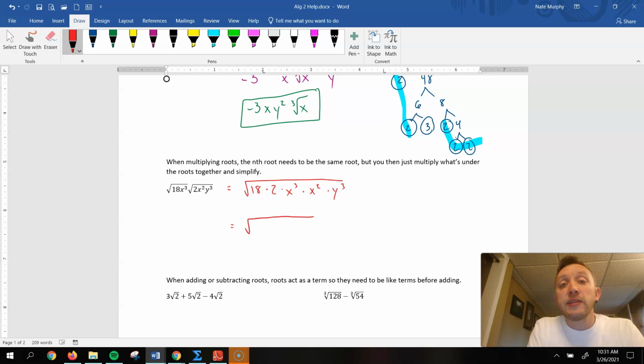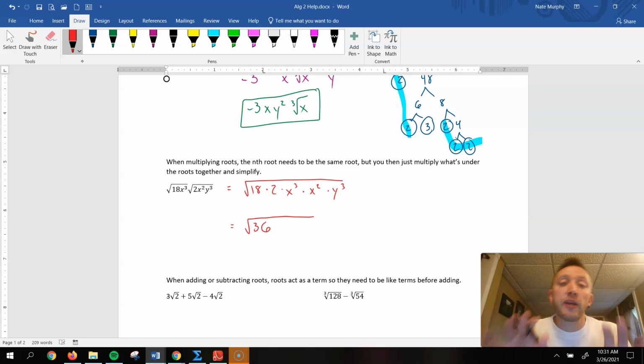All right, well, let's actually do some multiplying there. So 18 times 2 would be 36. We'd have the square root of 36. Now, when you're multiplying variables, remember the bases are what sit on the ground. So when the bases are the same, you add the exponents. So x cubed times x squared, they have the same base, so we would add the exponents. 3 plus 2 is 5. So we would have x to the 5th power.